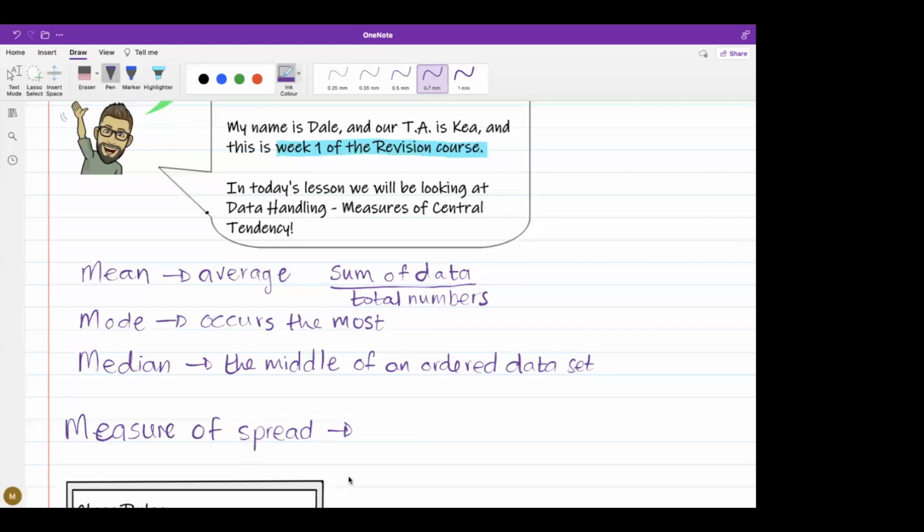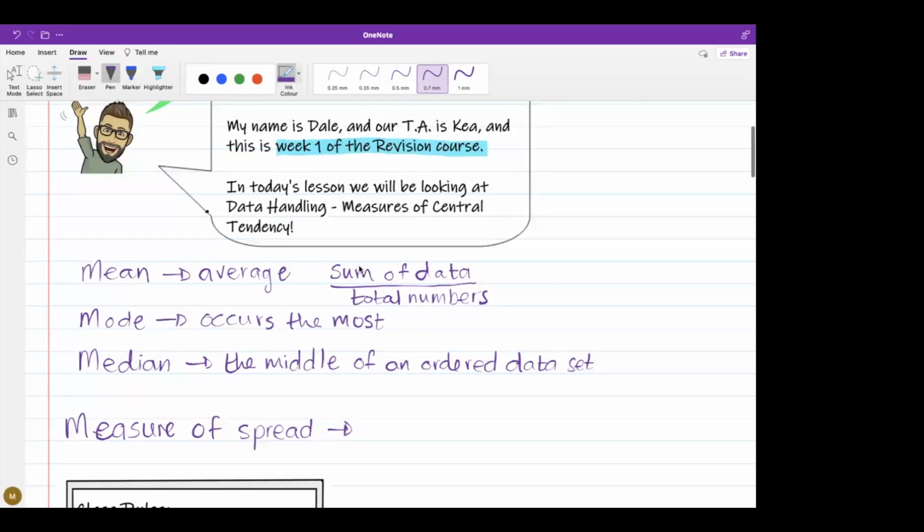Any takers? Ma'am, I'm not sure, but I think it's like the largest number minus the smallest. That is exactly it. Well done. So we take our largest number minus our smallest number, and that is called the range.